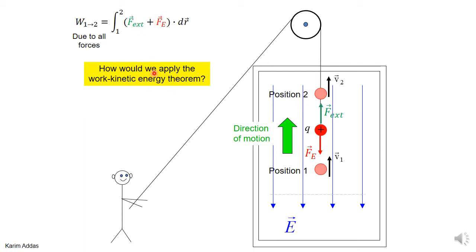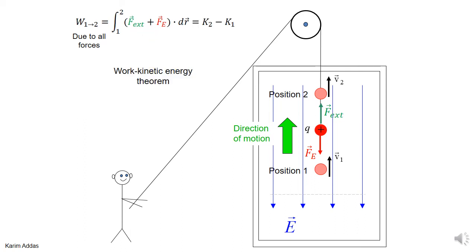Okay, so now we know that these are all the forces acting on the charge. So how can we apply the work kinetic energy theorem? What would the work kinetic energy theorem say in this case? The work kinetic energy theorem says that the work due to all forces is the change in kinetic energy. So it's the kinetic energy at position 2 minus the kinetic energy at position 1.